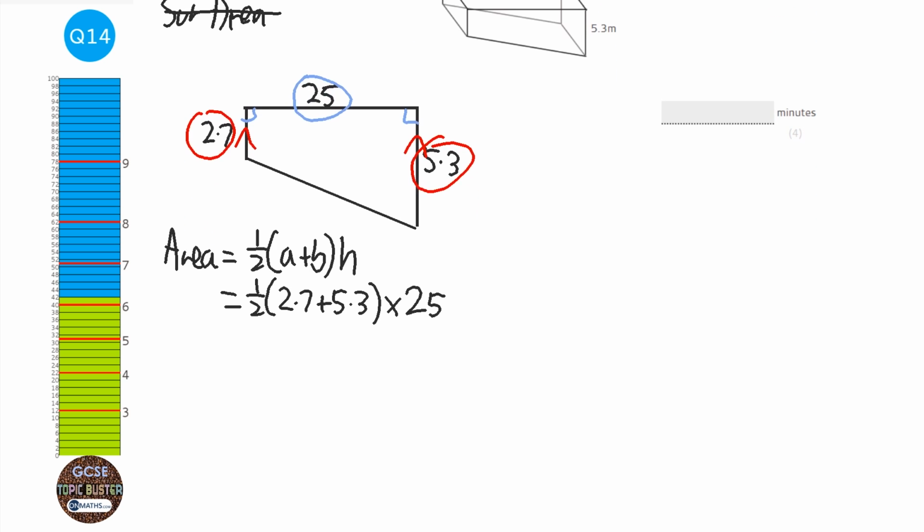Okay, so we'll crack our calculator out. 2.7. Some of you will probably see this straight away. The first bit comes out as 4, because halfway between 2.7 and 5.3 is 4, and then times 25 is going to be 100. So the area is 100 meters squared.